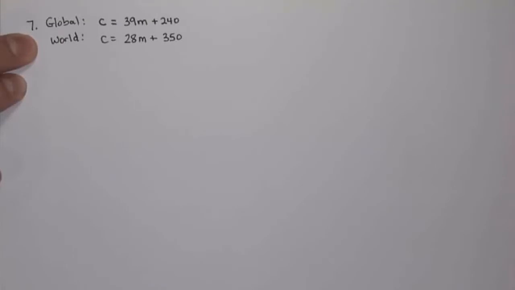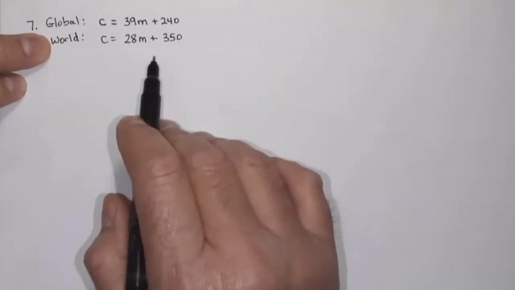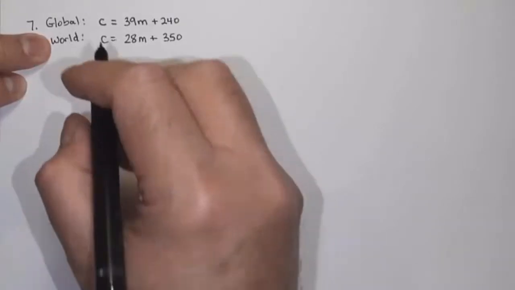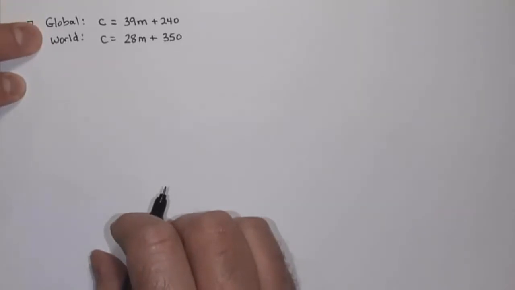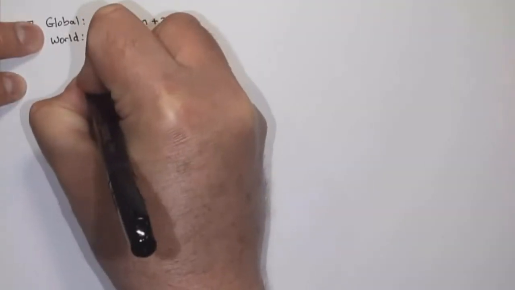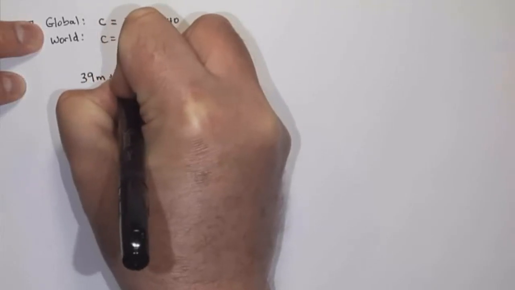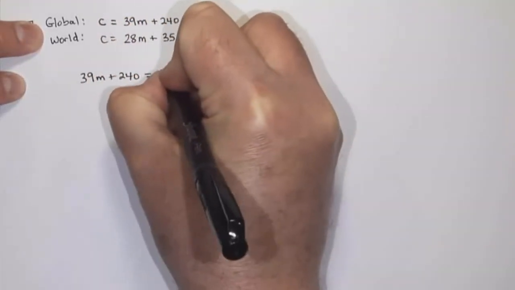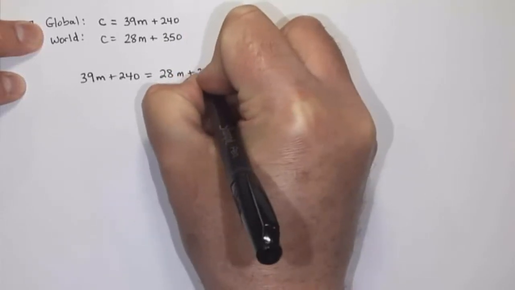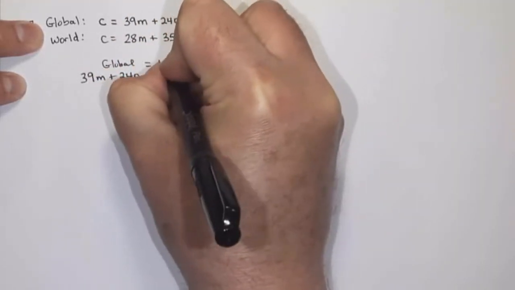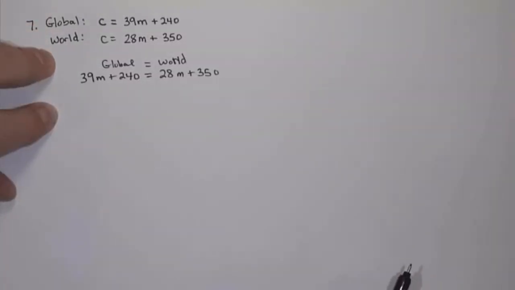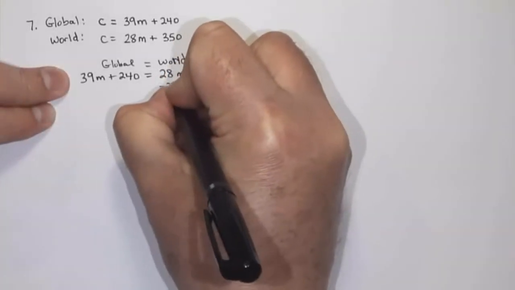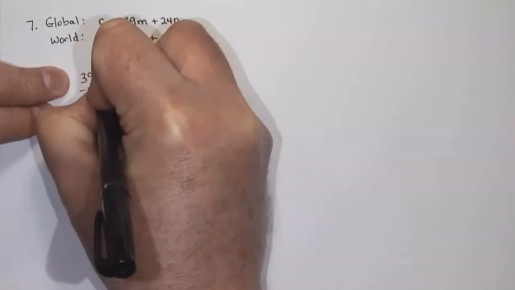So our question was, when will World become the better buy? If we take these and set them equal, we can see where the two will be the same cost. So if I take 39M plus 240 and set that equal to 28M plus 350, this will be where Global and World are equal. If we solve that, we can subtract 28M from both sides to get the M's all on the left.